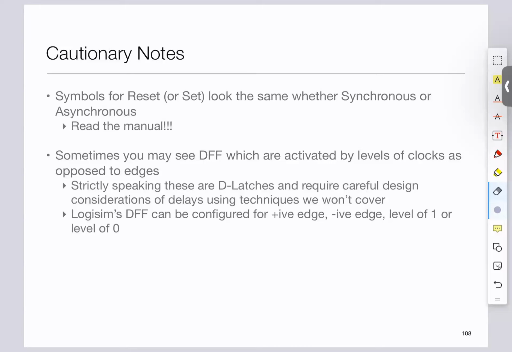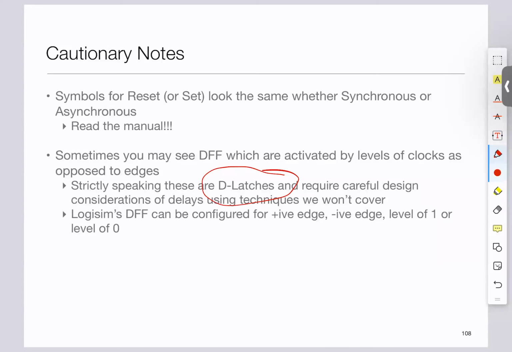The other thing I would mention is sometimes you will see flip-flops which, instead of working on edges of clocks, work on levels of clock. So they will say, whenever clock is 1, the flip-flop does its job. Those technically are what we call latches, D latches. I have not talked about how to design using those, but there are real circuits where they get used. And this is a topic for some other course that you might take.